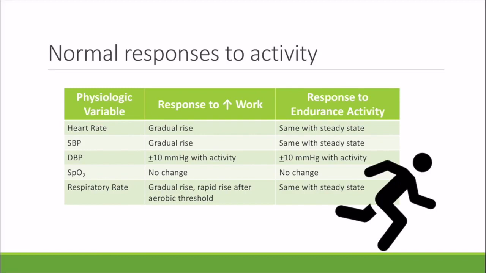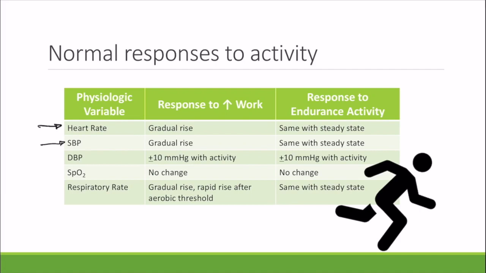So for each variable, you want to feel very comfortable with what should happen. What is the normal response to activity? So for heart rate, there should be a gradual rise, and then it should level out once you get to a steady state. Systolic blood pressure should have a gradual rise. Diastolic blood pressure shouldn't change much with activity. Diastolic blood pressure represents the total peripheral resistance.